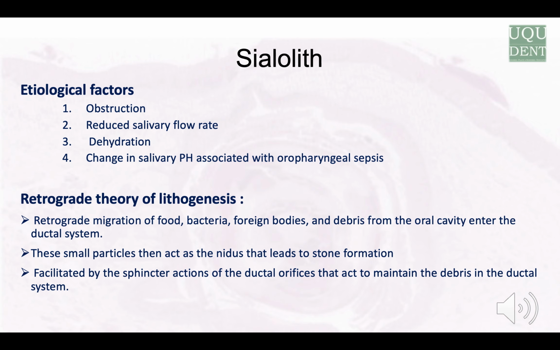We'll start talking about salivary gland disorders, and we'll start with sialolith or salivary gland stones. The etiological factors: obstruction, reduced salivary flow rate, dehydration, changes in the salivary pH associated with oropharyngeal sepsis.